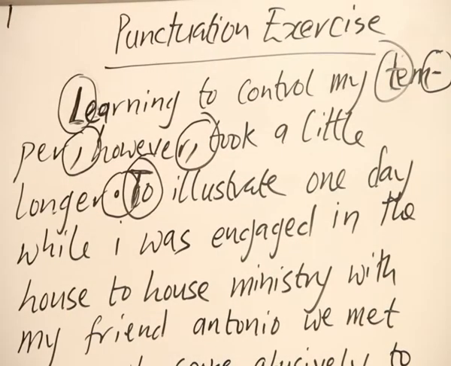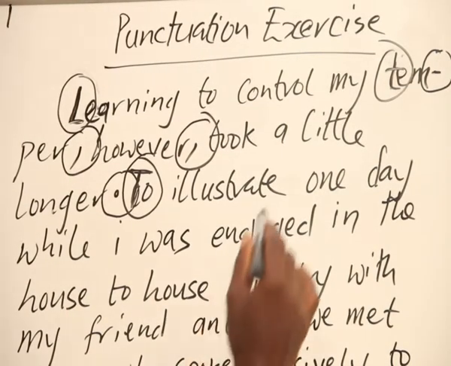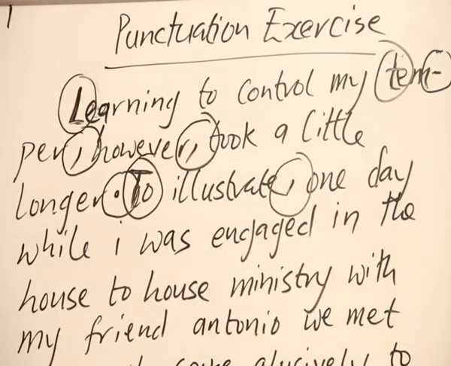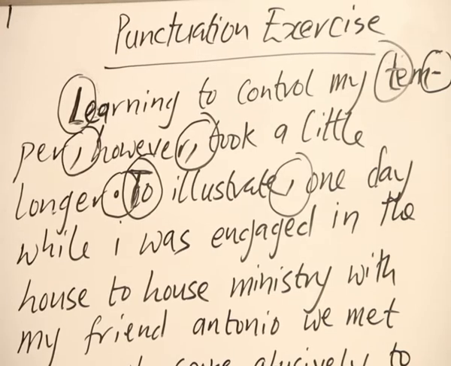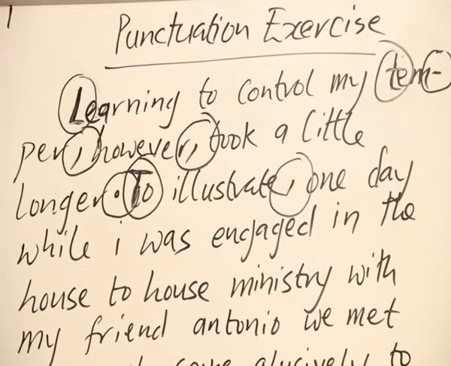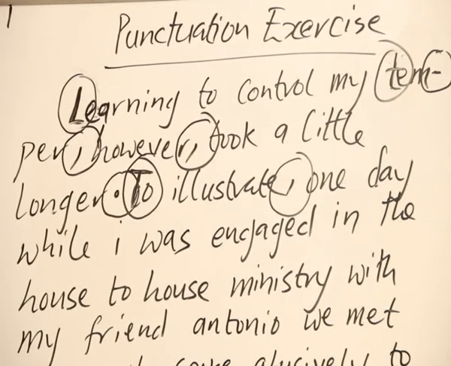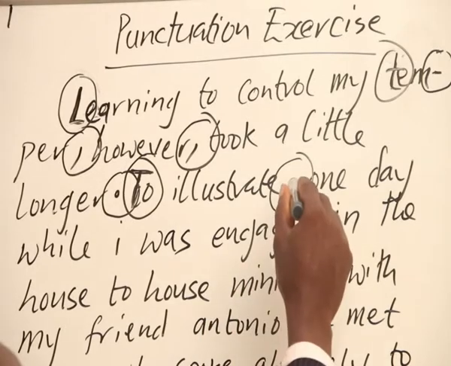To illustrate, any other correction? Yes. After illustrate, we need a comma. We may not have mentioned this when we were talking about the rules, but this is one introductory element. A to-infinitive phrase beginning a sentence, when it doesn't function as a subject, is usually marked up by a comma. So I have just introduced another rule now.